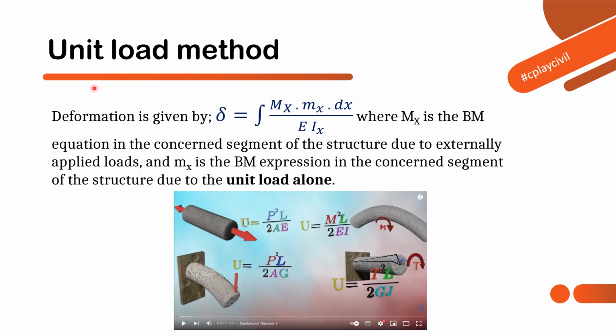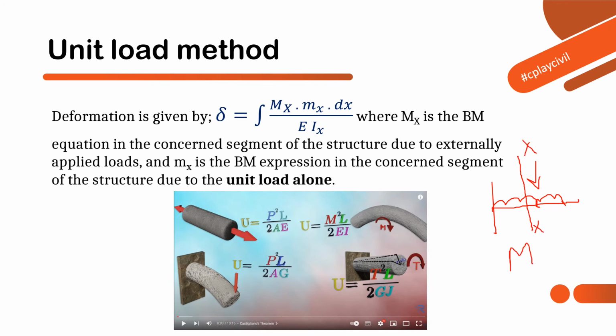And in the same way, we have the unit load method. This is very easy. Deformation is given by the integration of Mx into small mx dx by EIx, where Mx is nothing but the bending moment equation in the concerned segment of the structure due to externally applied loads. So for example, say we have a cantilever beam with some UDL and a point load somewhere here, and we have to find the bending moment at this section.